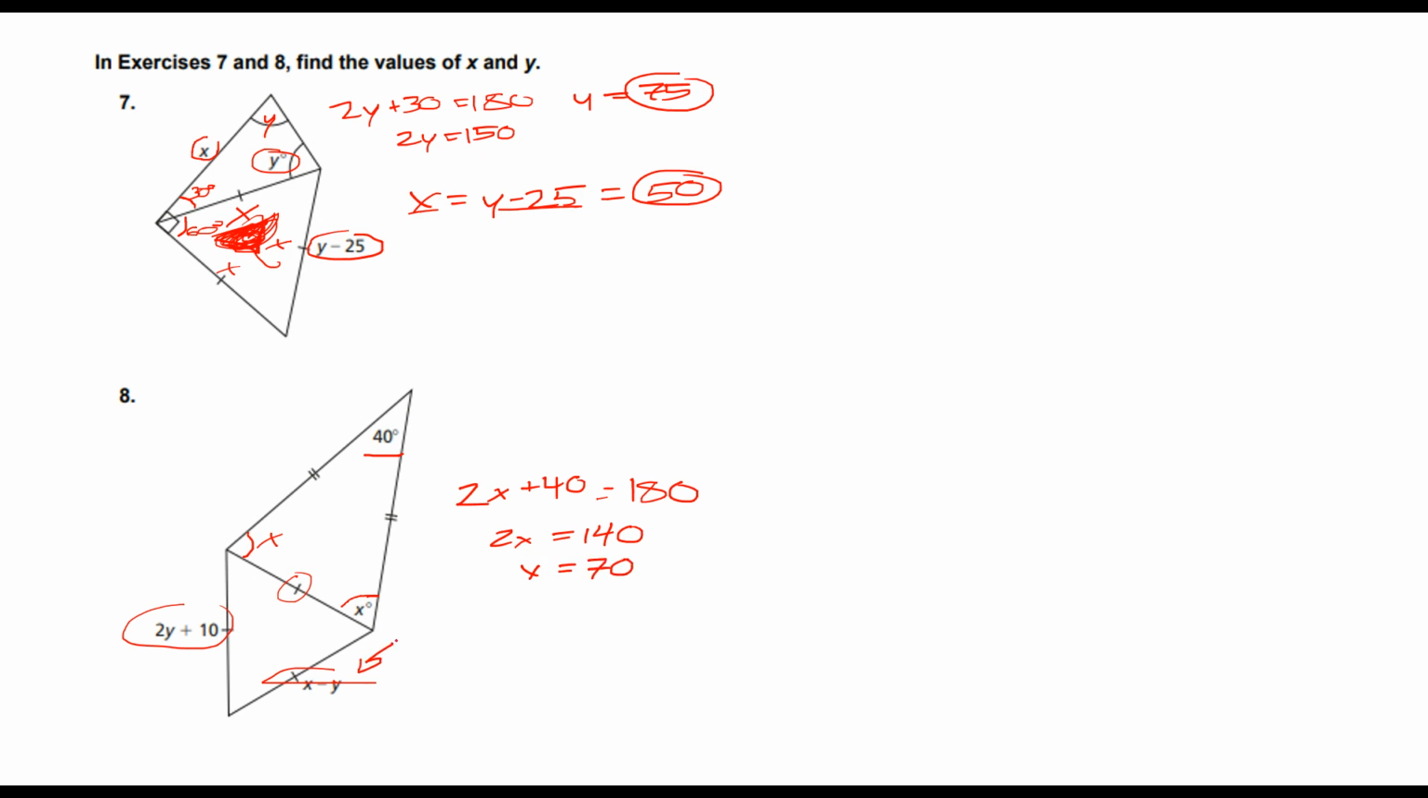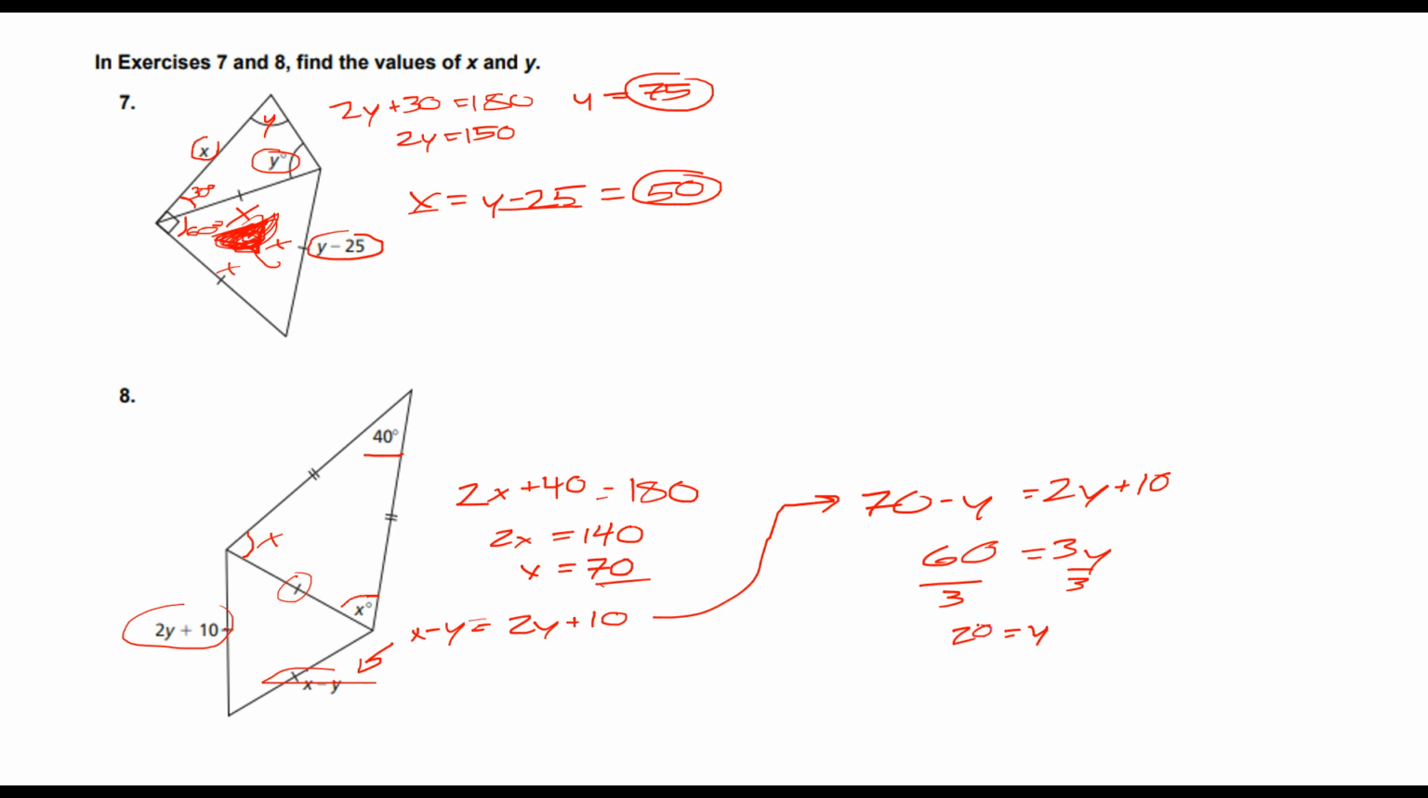And down here, I've got the fact that x minus y equals, because it's equilateral, 2y plus 10. So let me move that up here so I have some room to work. I already know that x is 70, so I'm going to do 70 minus y equals 2y plus 10. And I'm going to just move my numbers around, so I subtract the 10 and I get 60, add the y, I get 3y, divide by the 3, and I get y is equal to 20. There you have it. All right, folks, we found that x was 70 and y was 20.